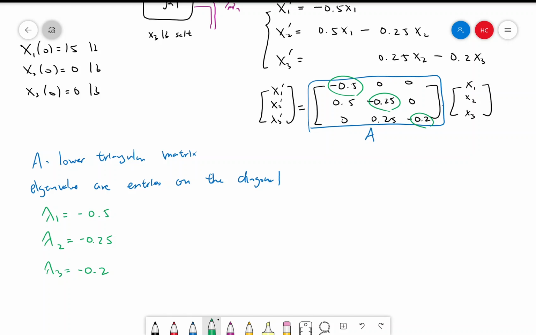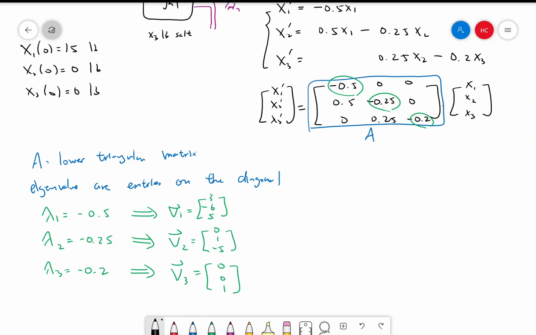It's not essential to show you how to solve for the eigenvectors because you all know how to do row operations. So I'm just going to tell you what the eigenvectors are without actually demonstrating, because you have already seen too much row operations. For the eigenvalue negative 0.5, the corresponding eigenvector is 3, negative 6, 5. For the eigenvalue negative 0.25, the corresponding eigenvector is 0, 1, negative 5. And for the eigenvalue negative 0.2, the associated eigenvector is 0, 0, 1.